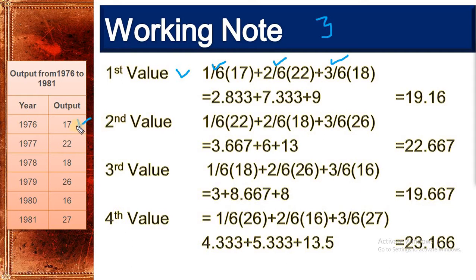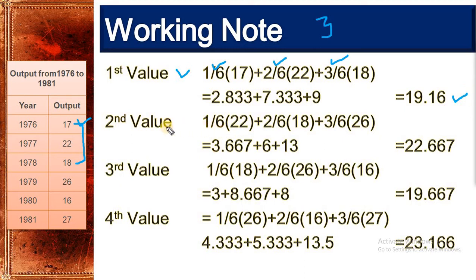For example, since it is the 3 years moving average method, I will consider 17, 22, 18. 17 is the first value. I have given the largest weight to 17, so it is multiplied by 1 by 6, 22 is given the second largest weight, so 2 by 6 into 22, and the third value gets the lowest weight, so 3 by 6 into 18. When I simplify, 1 by 6 into 17 is 2.833, the second value is 7.333 and the third value is 9. So when we add these three, we get 19.6 as the new value.